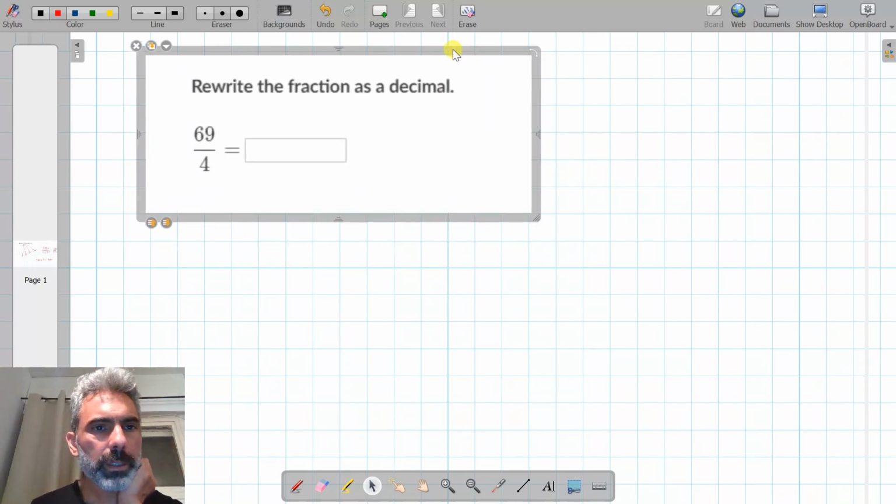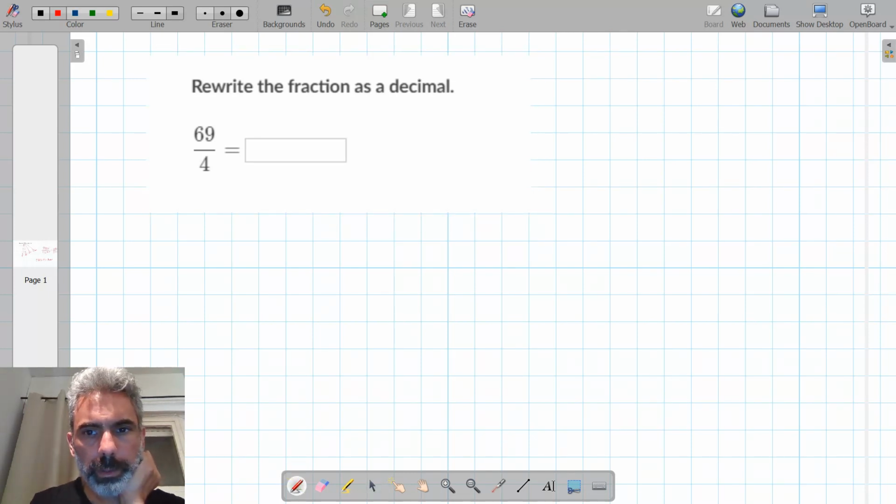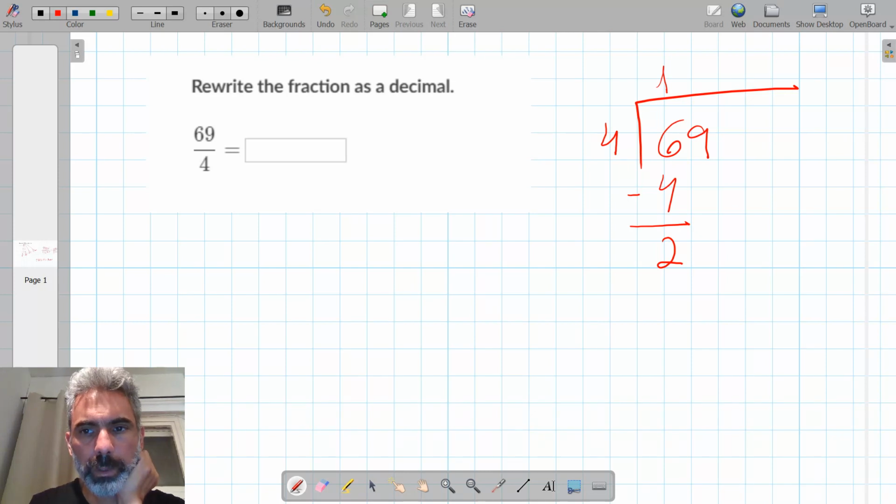Rewrite the fraction as a decimal. Okay, so 69 divided by 4. 4 goes into 6 one time. 1 times 4 is 4. Subtract, 6 minus 4 is 2. 4 doesn't go into 2, so I bring down the 9. 4 goes into 29 7 times. 7 times 4 is 28. Subtract, 29 minus 28 is 1.